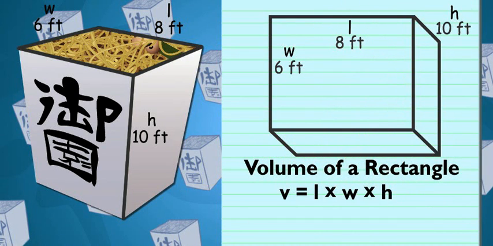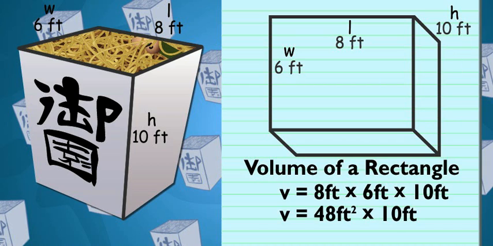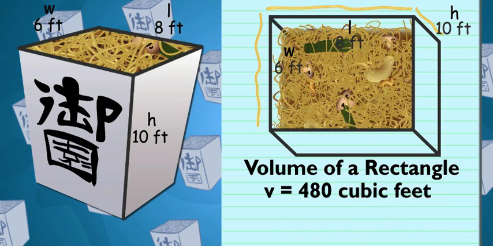Try it. Okay. Length times width times height. 8 times 6 is 48. Times 10 is 480 cubic feet, because we're measuring in 3 dimensions. So I need 480 cubic feet of chow mein? What exactly is a cubic foot?